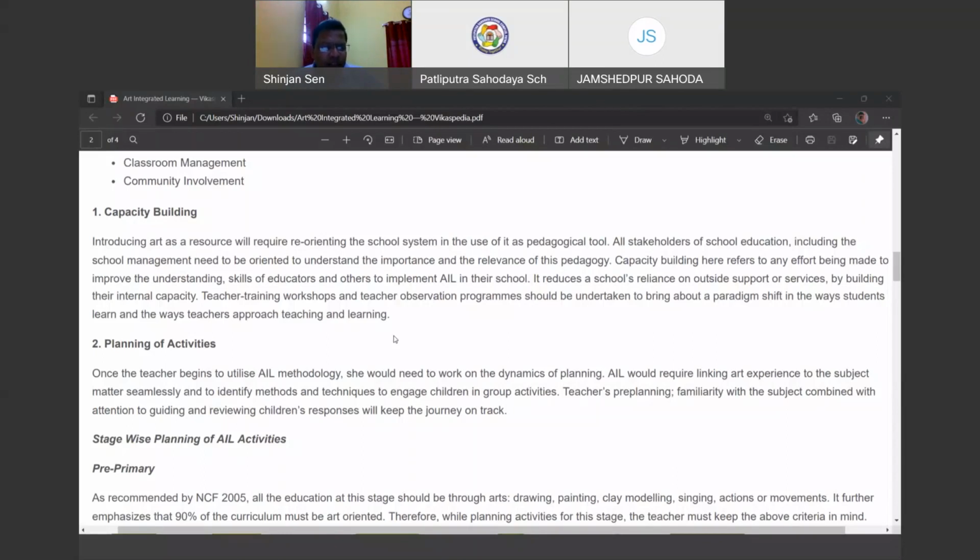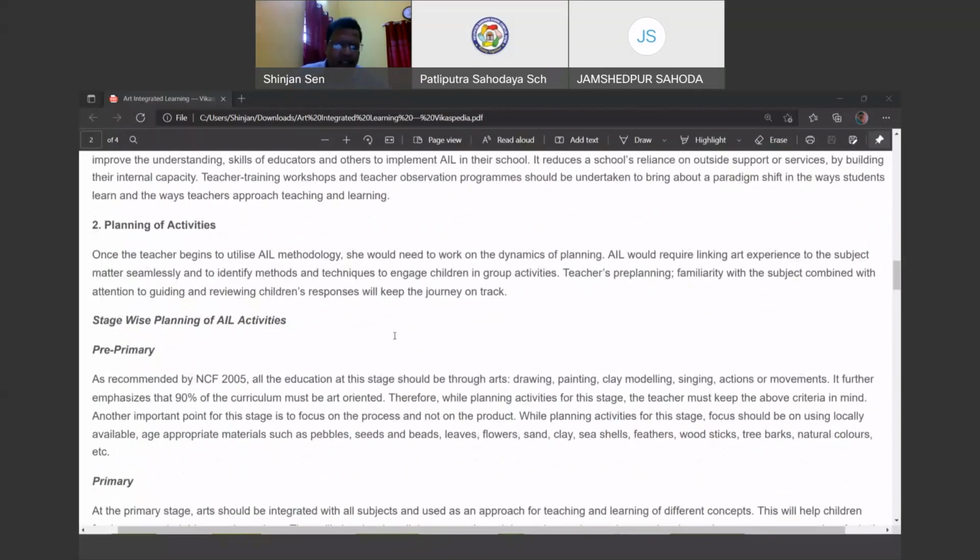So stepwise planning for AI activities, this is just a suggestion. You can do it by your own selves, also by using your own creativity. I'm not saying that whatever we discuss today has to be followed. This is just a suggestion. Thank you, Risiraj sir. You can apply your own techniques also.